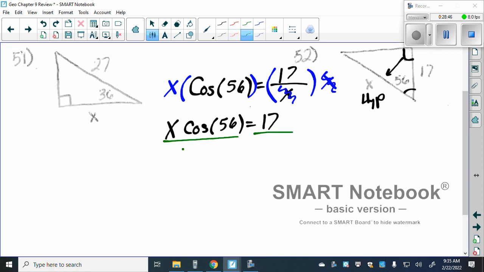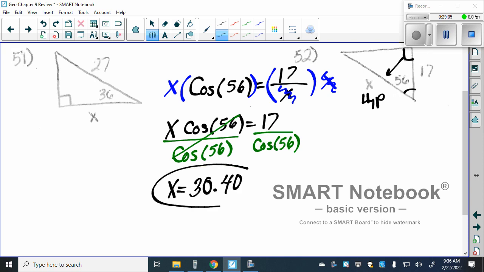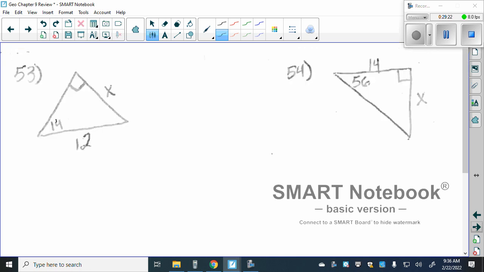We need to divide both sides by cosine of 56. These cancel, telling us that x is equal to 30.40, because we can type in 17 over cosine of 56 into the calculator to get our answer. Any other questions on this here? Questions on 53 or 54?